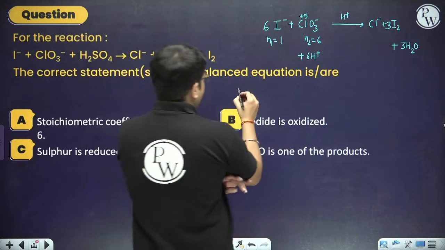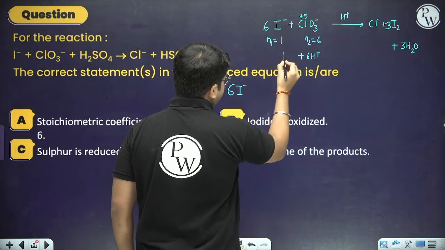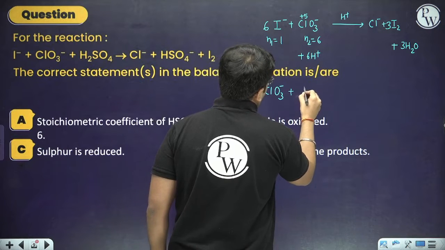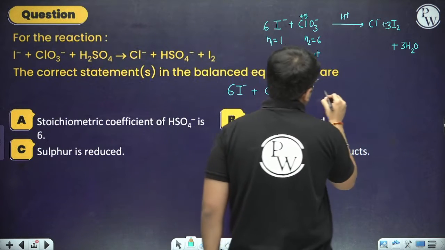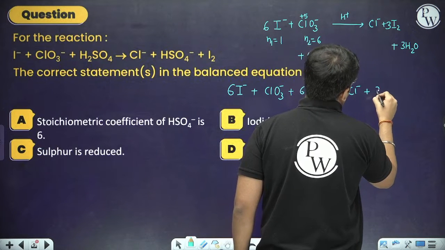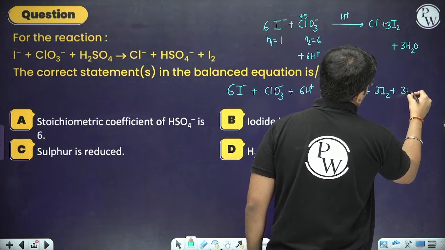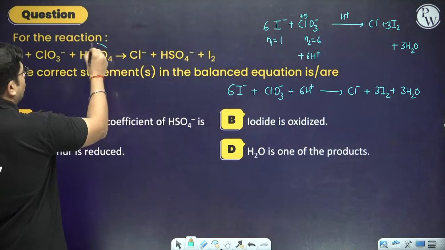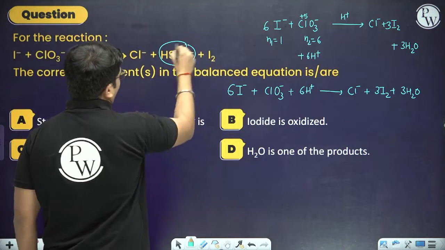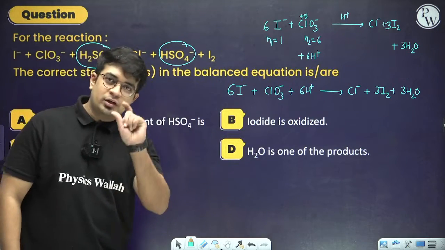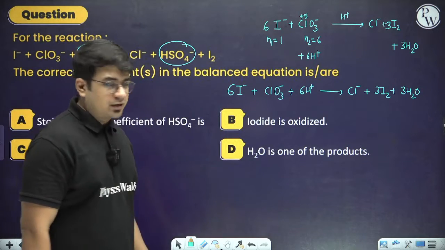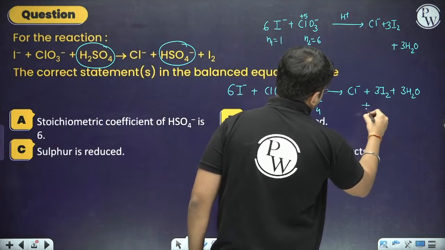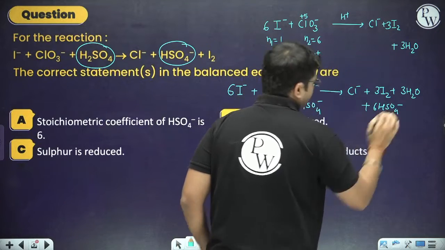So final equation in that case is 6I negative, but that is the ionic form. 6I negative plus ClO3 negative plus 6H positive converts into Cl negative plus 3I2 plus 3H2O. Now you see some part is remaining, that I have to include H2SO4 as well as HSO4. Main difference between these two parts is only H positive. So if I have 6H positive here, I can add 6HSO4 negative here as well as 6HSO4 negative here, same species.